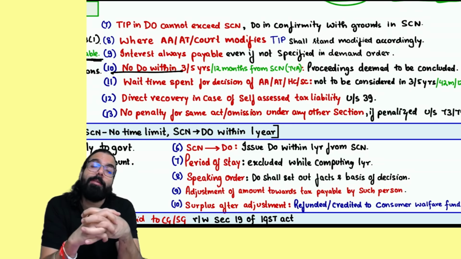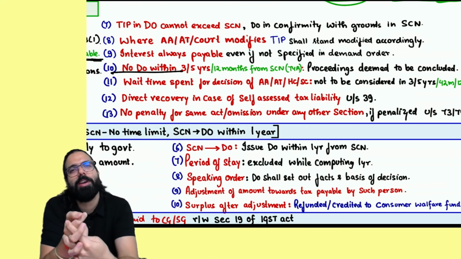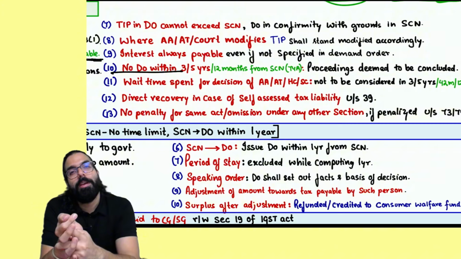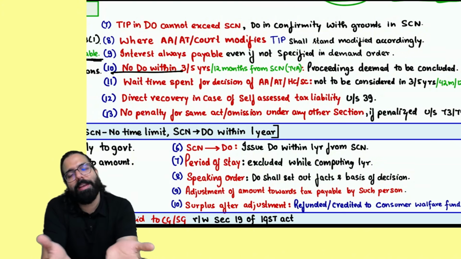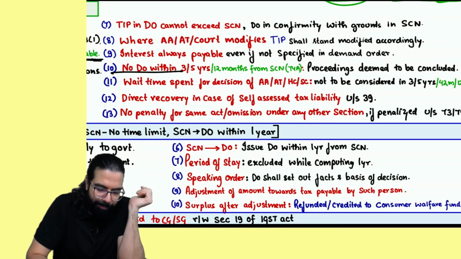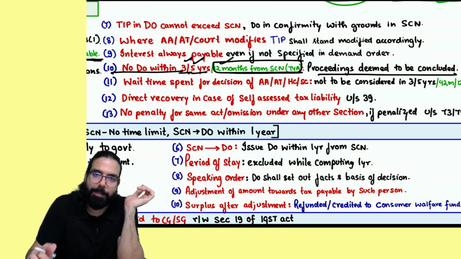If the demand order is not given within time, all proceedings for that year are concluded. For example, if the officer did not give a demand order within 12 months plus any extended time period, then what will happen? That year's proceedings are concluded. They have written it over here. 3 years or 5 years was under Sections 73 and 74. Section 74A is 12 months. Then the proceeding is deemed to be concluded. Nothing else. The 74A reference has been put over here.